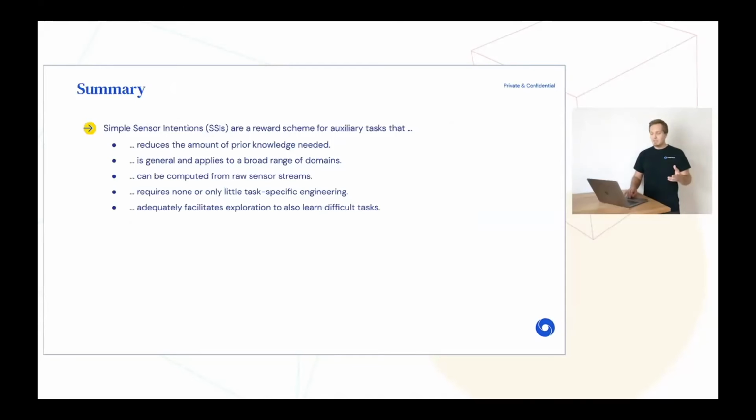In summary, with simple sensor intentions, we propose a reward scheme for defining auxiliary tasks that reduces the amount of prior knowledge required and that is generic and can be applied to a broad range of domains. SSIs can be computed from raw sensor streams, require none or only little task-specific engineering, and thus transfer easily to new domains and tasks. Further, we could show empirically that SSIs work well in different domains, and that SSIs provide for sufficient exploration to also learn difficult tasks.